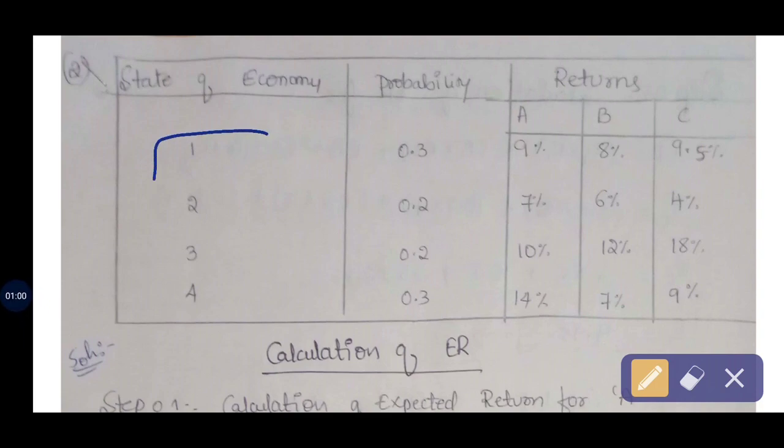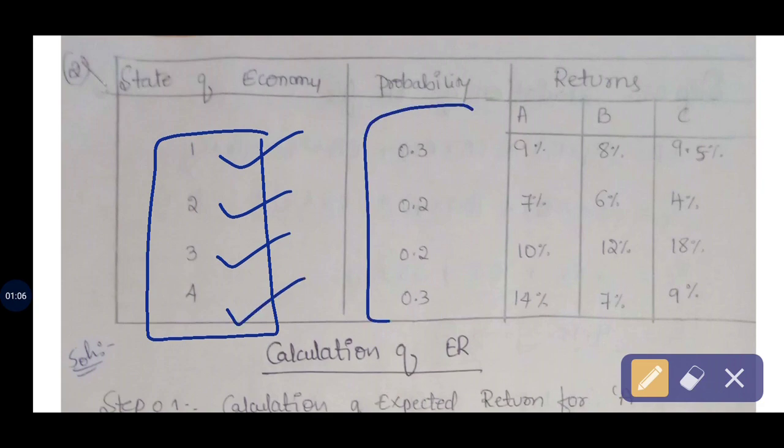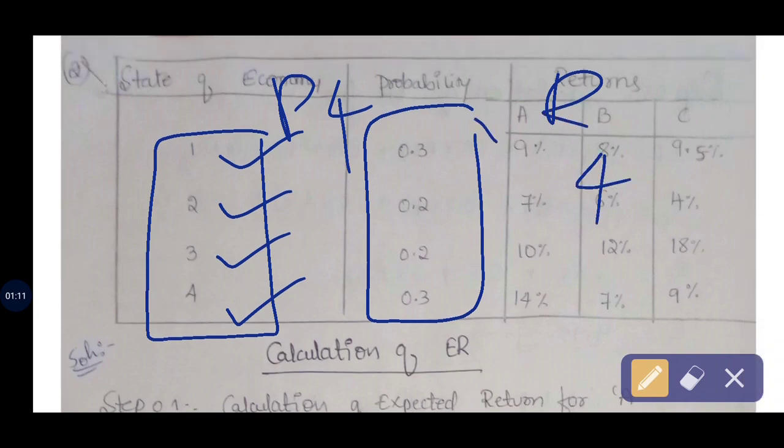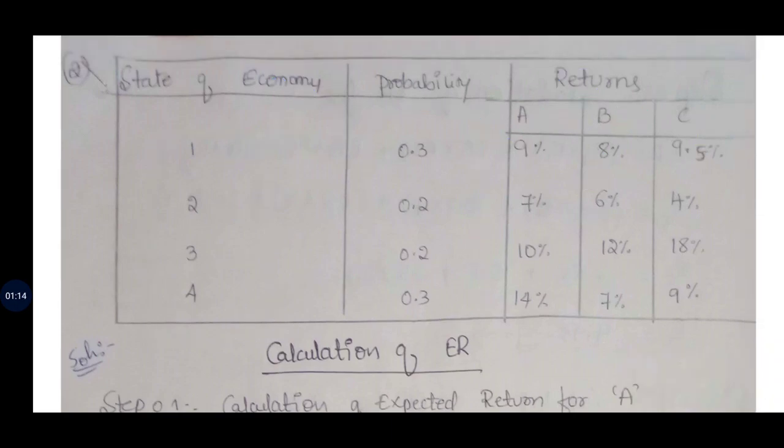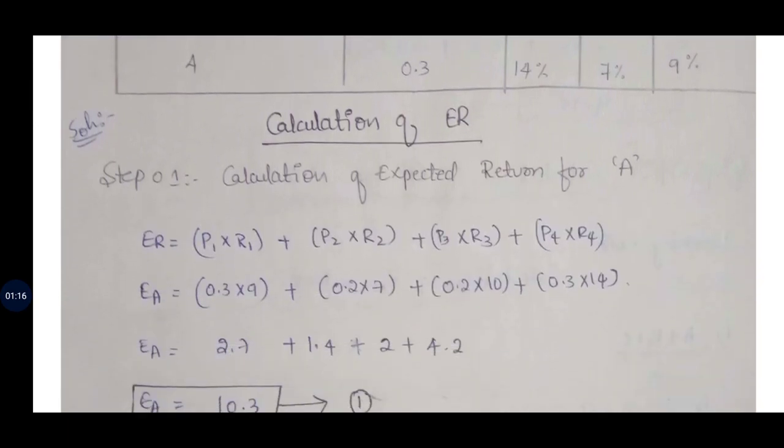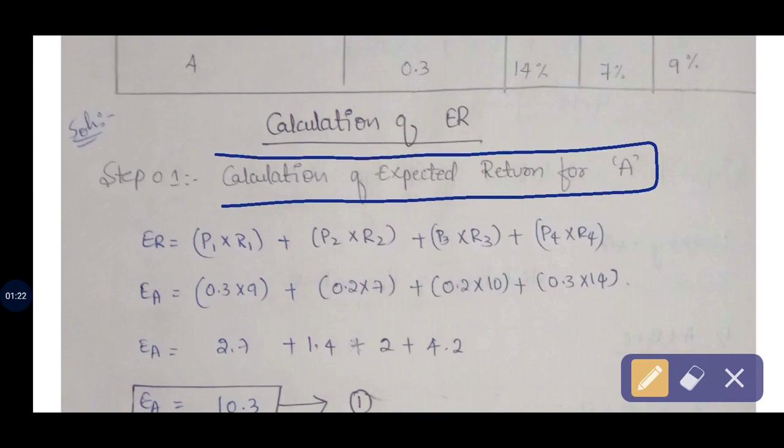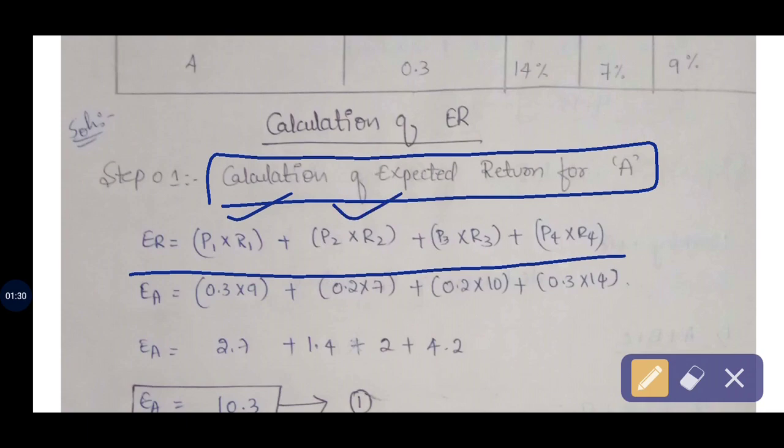So here there are four situations, meaning there are four probabilities and there are four returns for A, B and C. The first step is calculation of the expected return. Step number 1 is to solve for the A instrument. The formula is very simple: P1 into R1 plus P2 into R2 plus P3 into R3 plus P4 into R4. So we are solving the expected return of instrument A, EA.